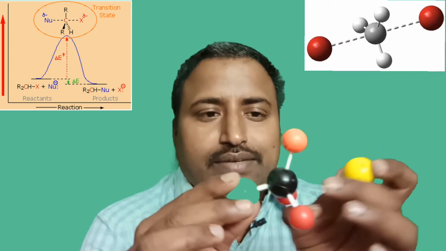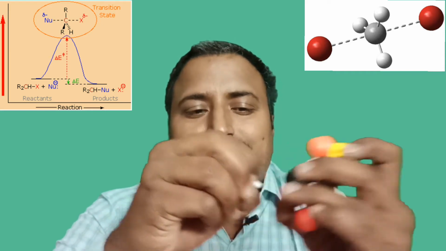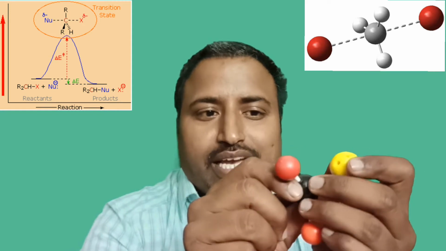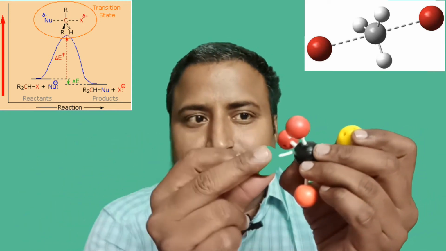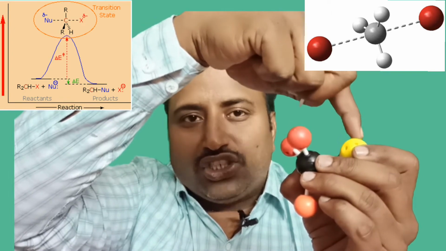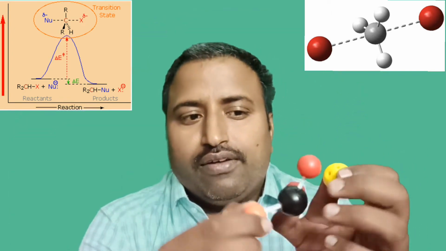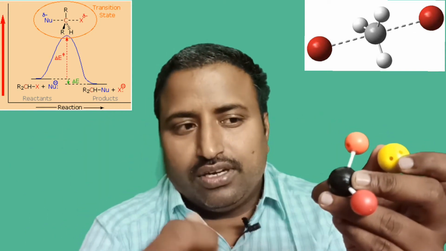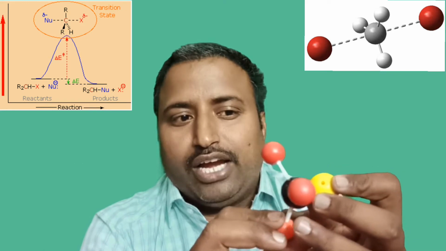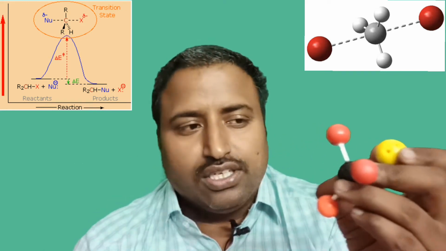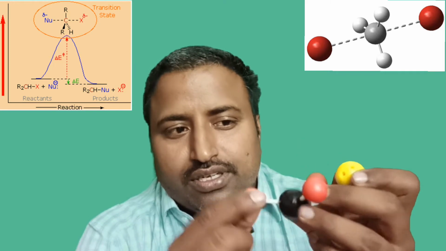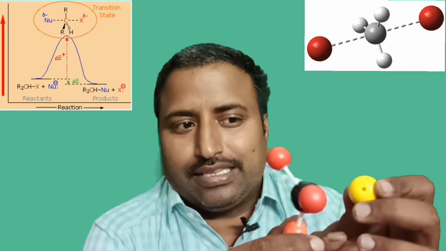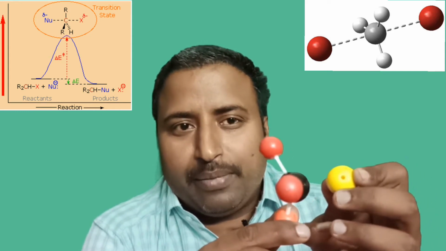Now, because of that, this will attack from the back side. Previously it is here, but the new nucleophile direction is opposite. Now see here, when the nucleophile is here, hydrogens are in this direction. Once the nucleophile is here, hydrogens are in the opposite direction. This is called umbrella inversion. Previously the umbrella was like this, now it is like this. It is called umbrella inversion.